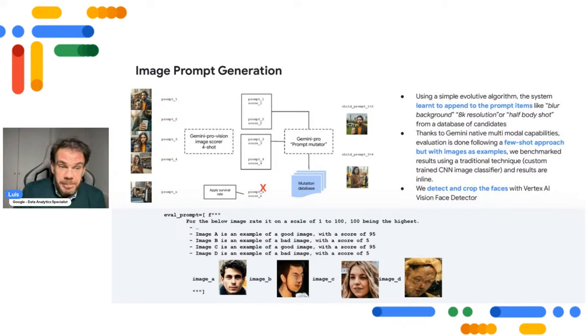Diversity is key, so we use multiple base prompts to generate a wider range of final image types. And something interesting to note is that we benchmarked the results of Gemini Pro Vision, this kind of rank scorer process, versus a custom-built image classifier using deep learning, and the results are really, really similar.